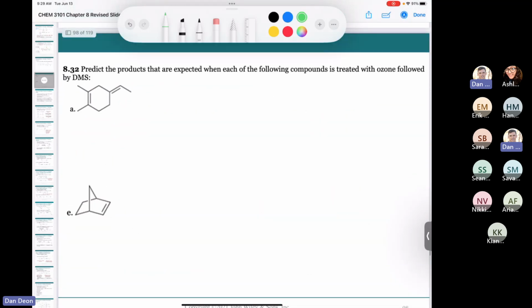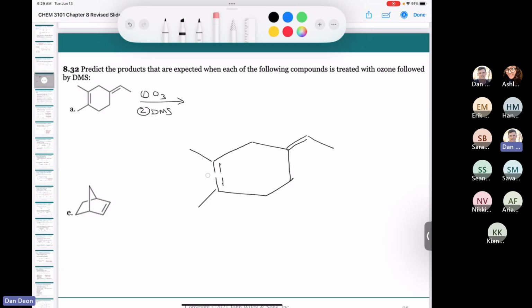Let's try something that might be a little bit more straightforward for us. It says predict the products expected when each of the following compounds is treated with ozone followed by DMS. So we treat this with ozone in the first step and then DMS in the second step. What I'm going to do is redraw this compound and make the bonds really big, like this. Now we've got this guy here. I'm going to get my eraser, make an eraser line here, an eraser line here, and I'm going to end up with, oops, where's my oxygen? There we go. I end up with this, this, this, and this.